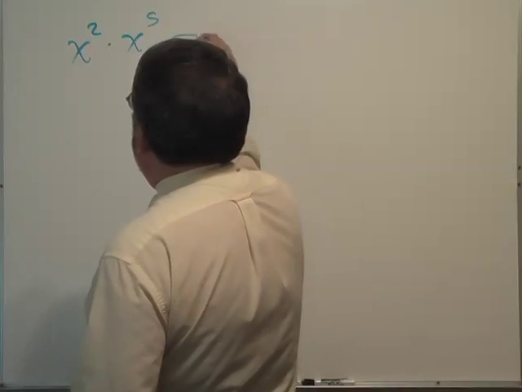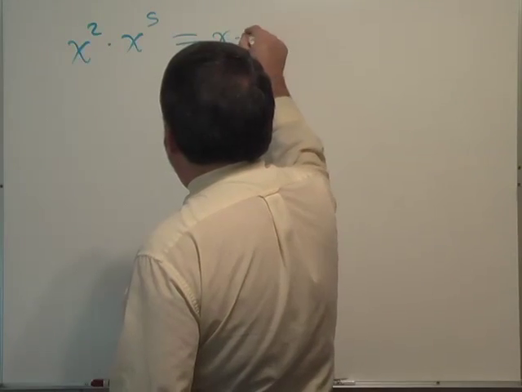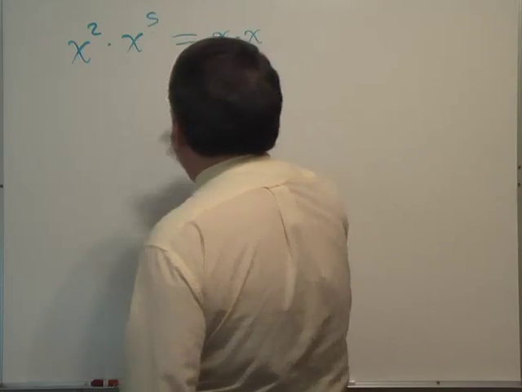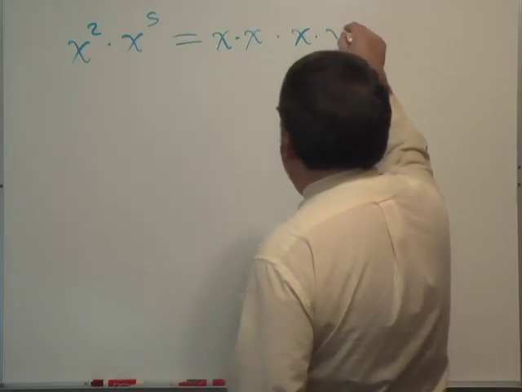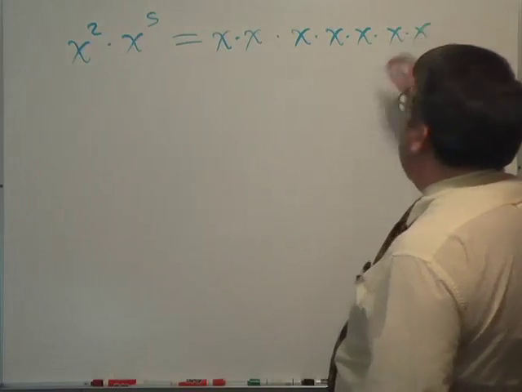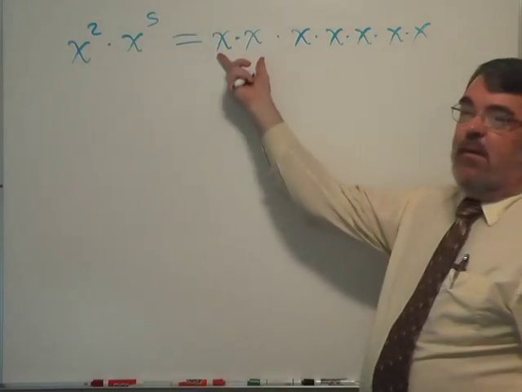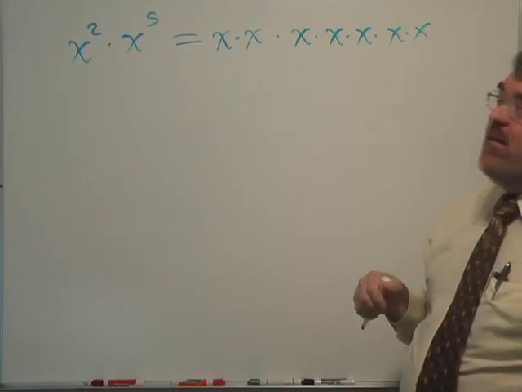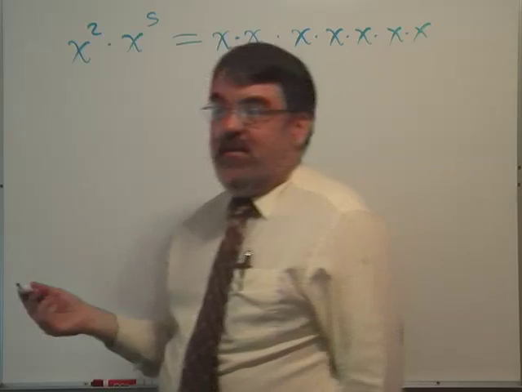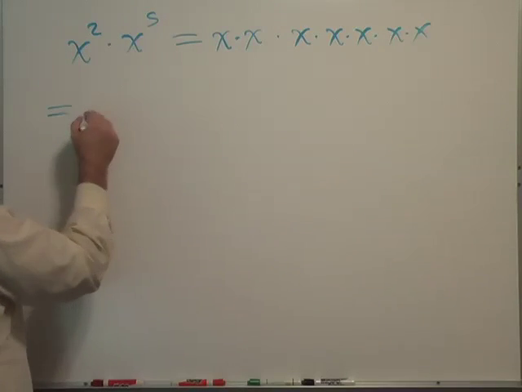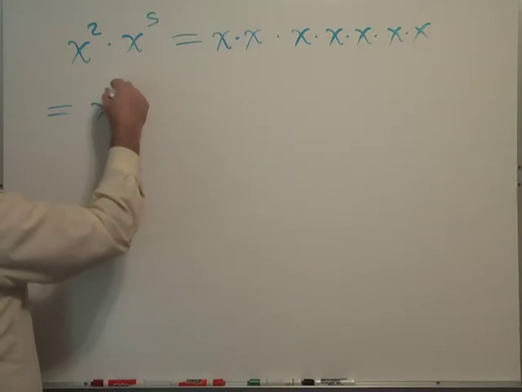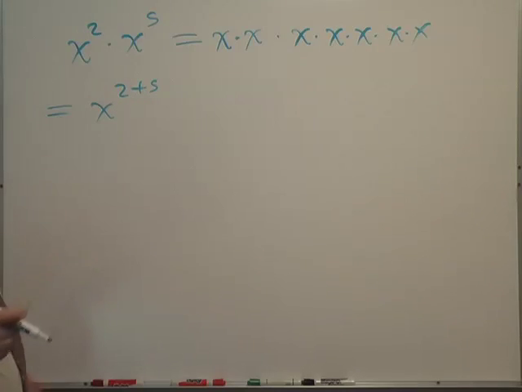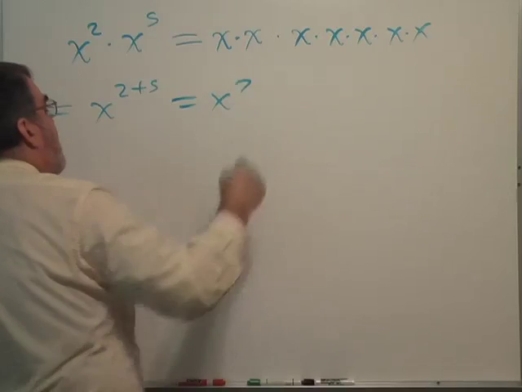Well, x squared is x times x, and x to the fifth is x times x times x times x times x. So it's a product of 2 x's and a product of 5 x's, and that makes 7 x's. So it turns out that this is why we add exponents under this situation. Get x to the seventh.